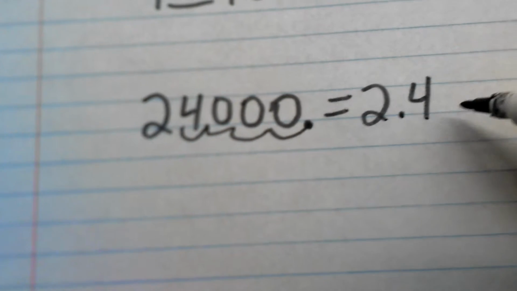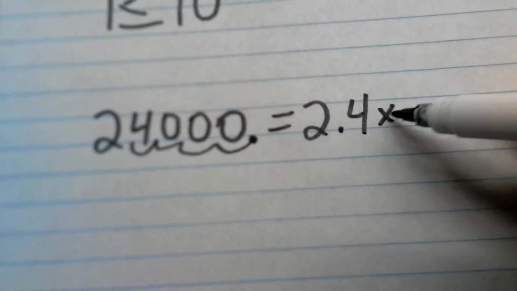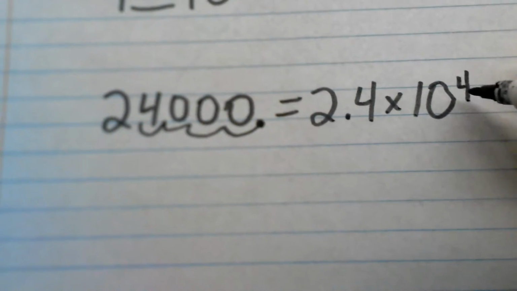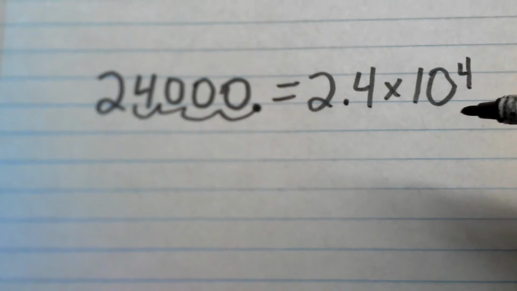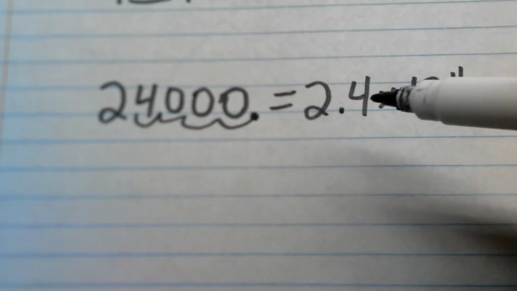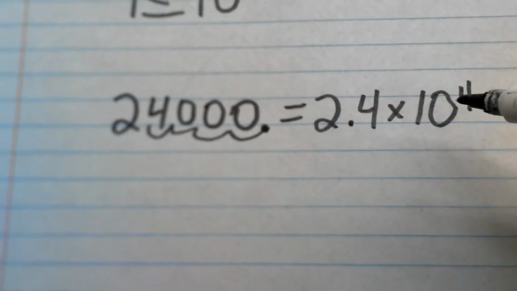Now how many times did I move my decimal point? I moved it 4 times. You must make sure that since we are talking about scientific notation, I have a power of 10 there. So this is 2.4 times 10 to the 4th.